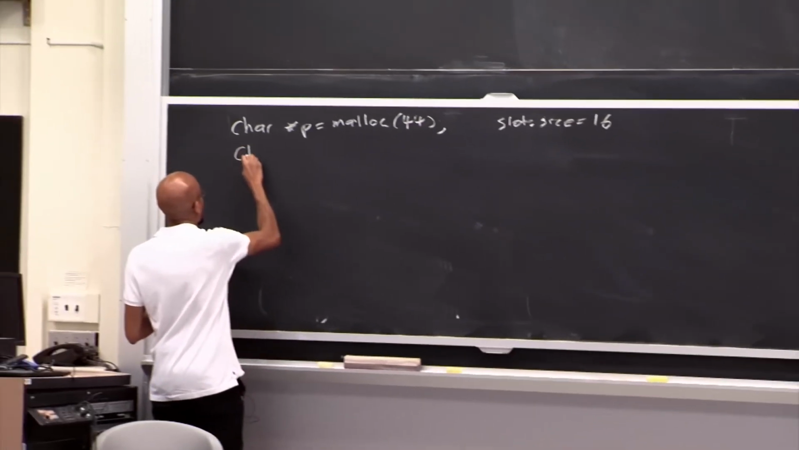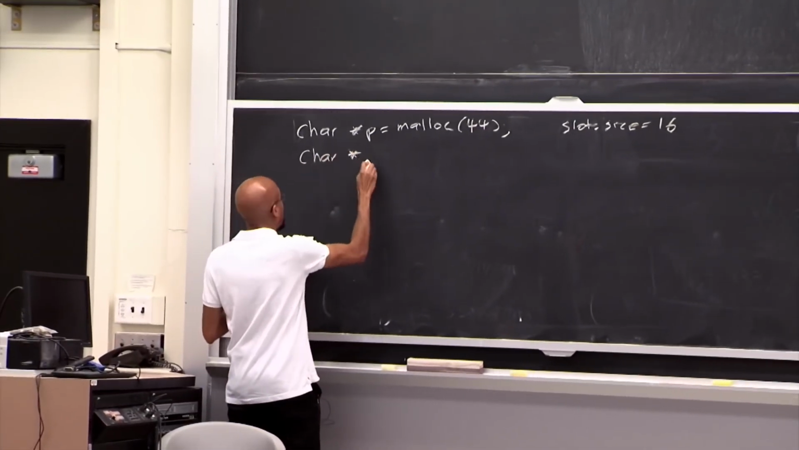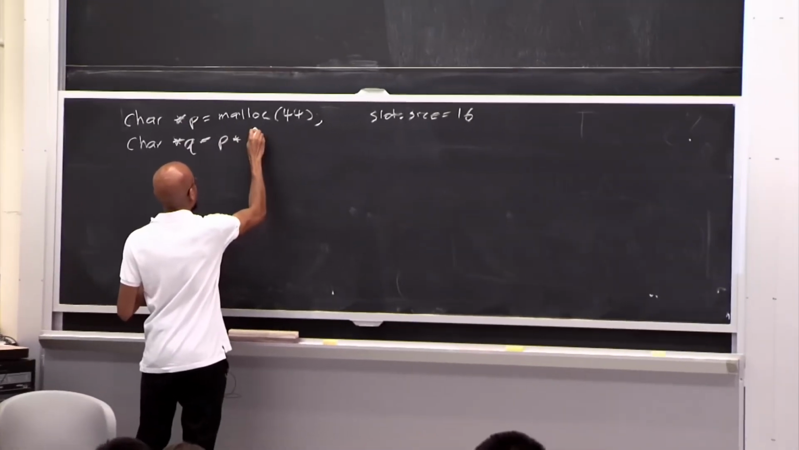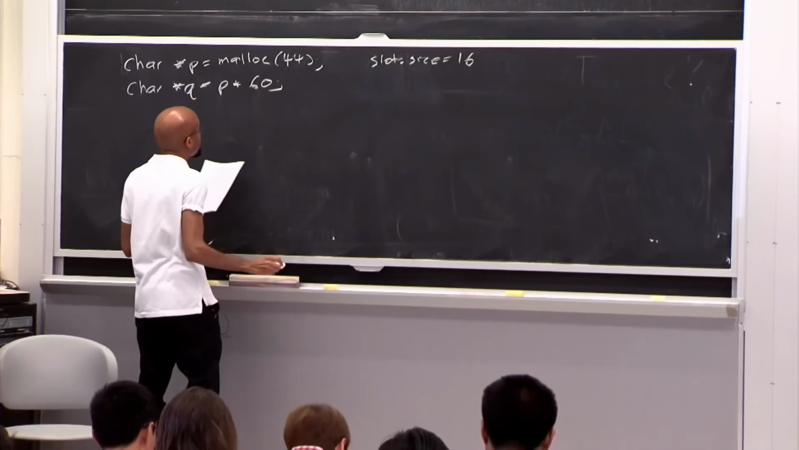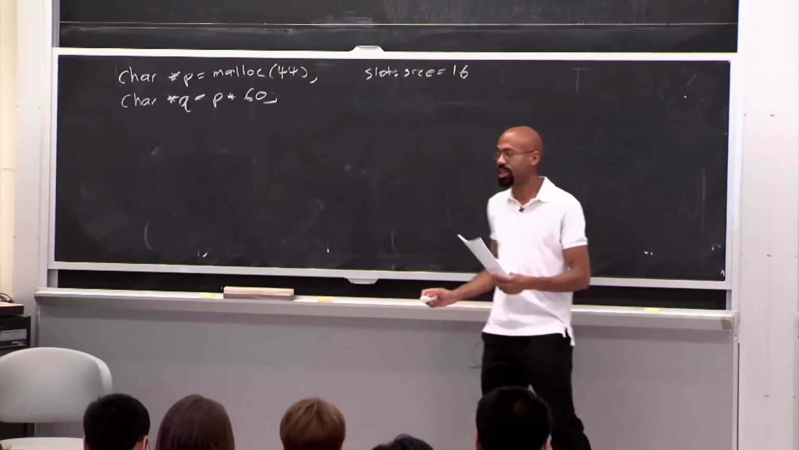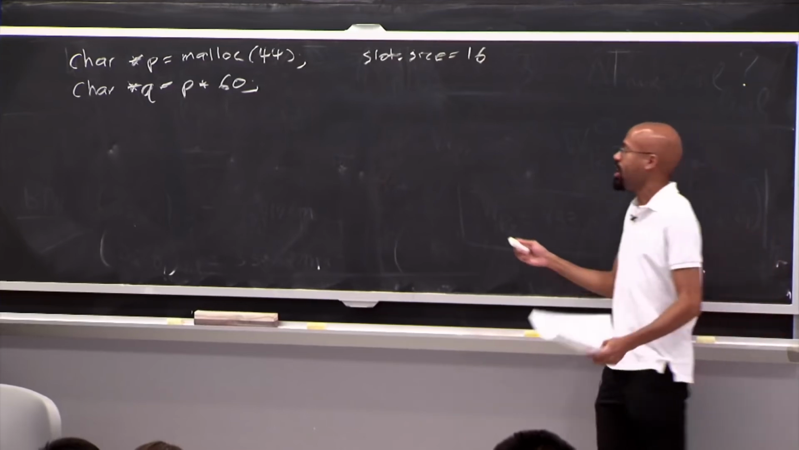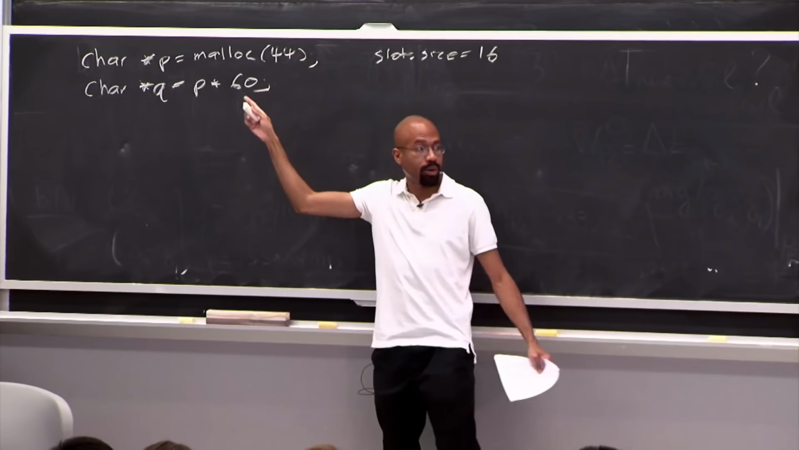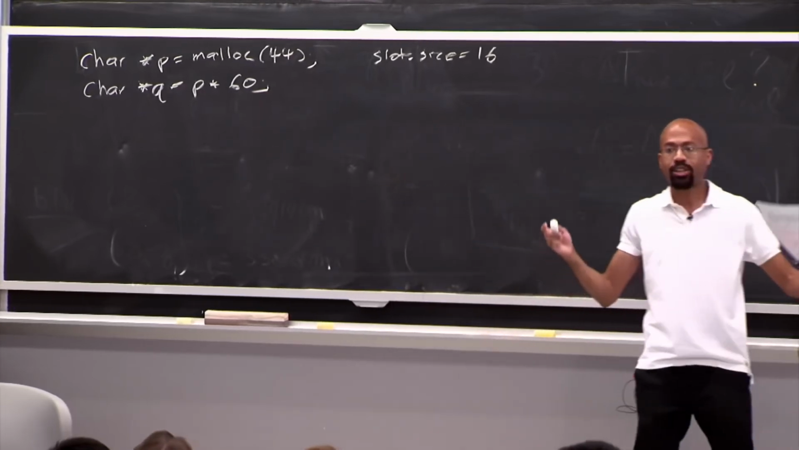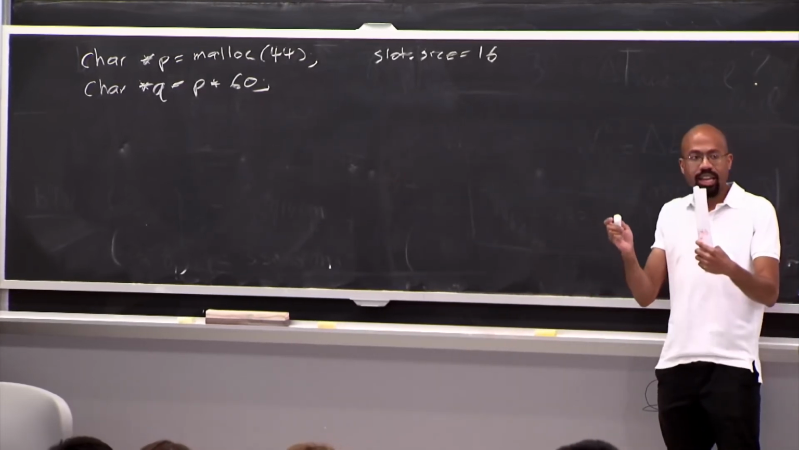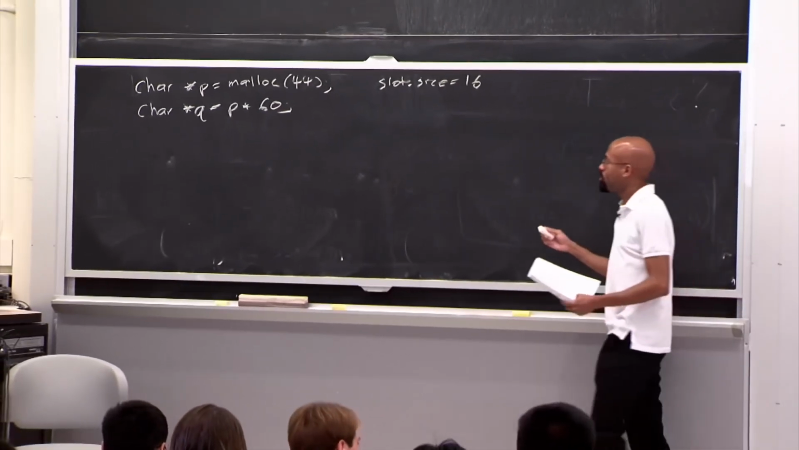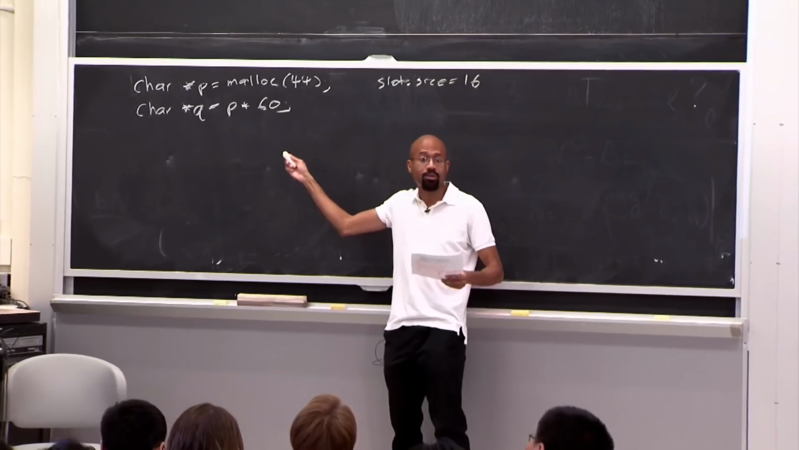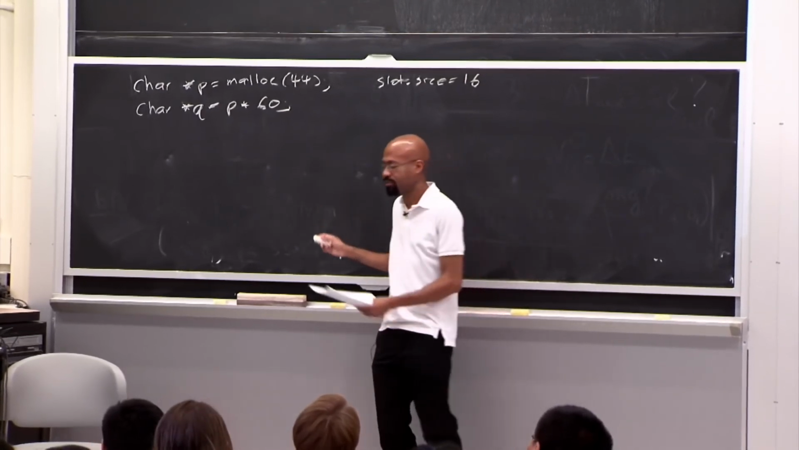Then we're going to define another pointer called Q, and we're going to set it equal to P plus 60. What happens when we do this? Strictly speaking, this access is out of bounds, because P was only allocated 44 bytes of memory. But the way baggy bounds works is that it allows accesses that are out of bounds if they stay within the baggy bounds. So even though the programmer probably shouldn't have done this, it's going to be okay. We're not going to raise any flags.